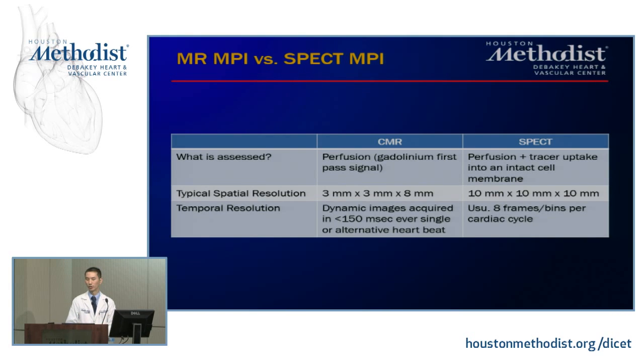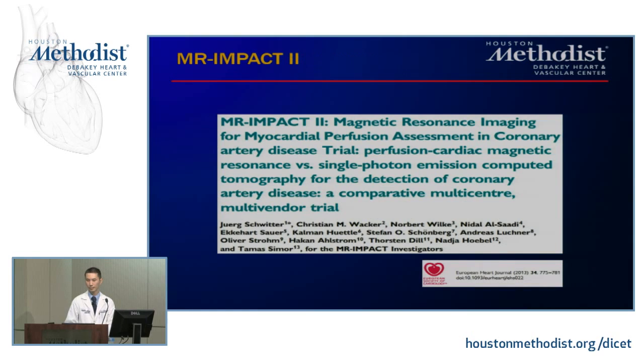The spatial resolution, unfortunately, is quite a bit inferior. We're talking about 10 millimeter by 10 millimeter spatial resolution. And when you look at the number of cardiac cycles you can get over this, it's usually only 8 frames per cardiac cycle. Hopefully, though, now that Dr. Moaz has joined us, we can get our PET systems up and running and get a better resolution on the nuclear side. Okay.